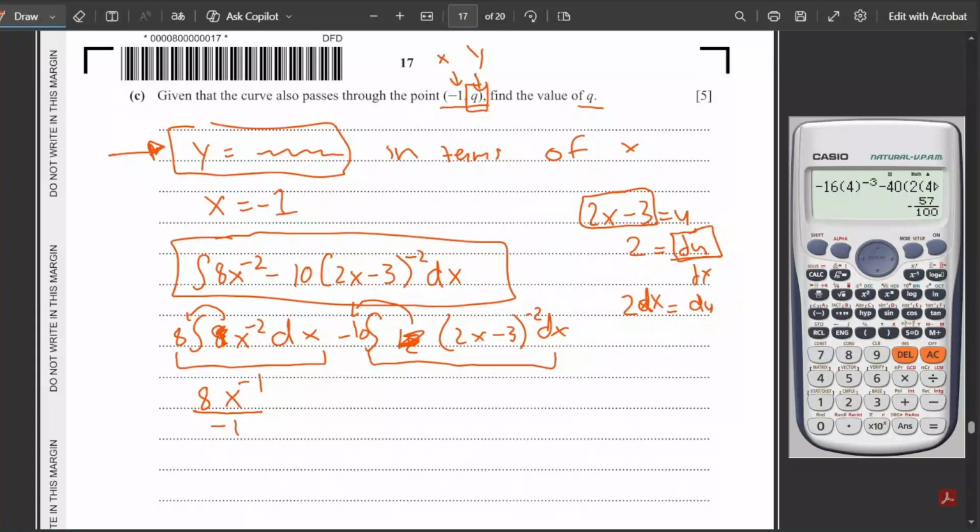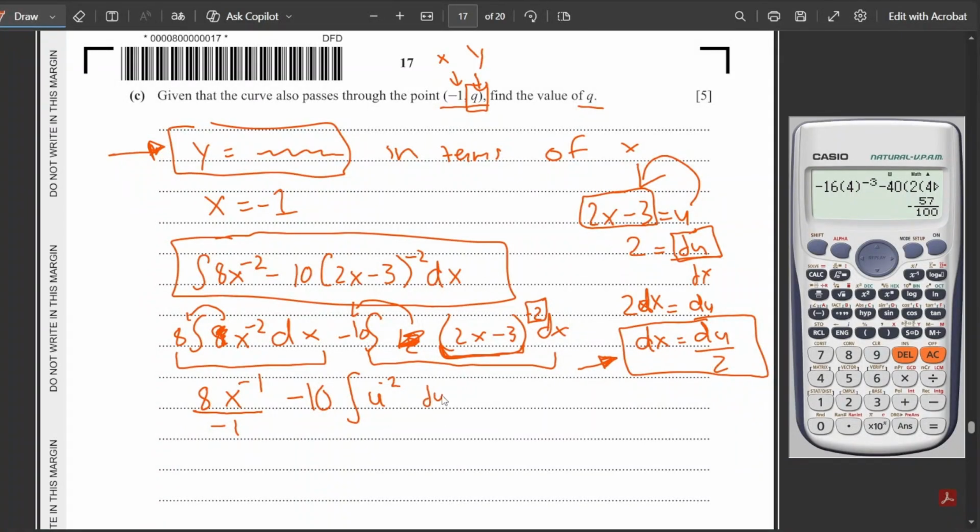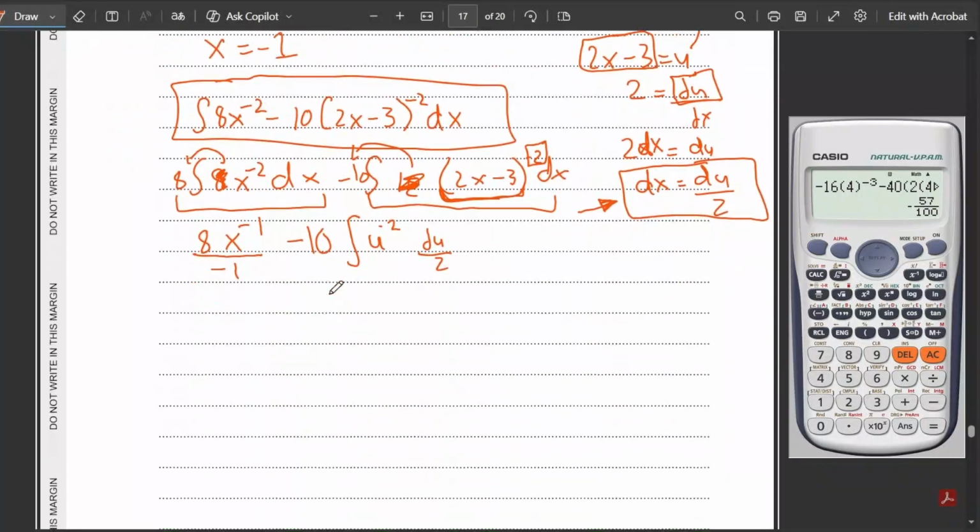Or something else that you can do is you can make dx the subject. So if you make dx the subject, that's going to be equal to du over 2. Okay, so you know that dx is equal to du over 2 and that u is equal to this piece. So over here, instead of writing this bracket, you can write u. And so there, u is going to have a power of negative 2. And then instead of dx, you can write du over 2, because you just found out what dx is equal to. And now you can take this divided by 2 outside of the integral because it's a constant.